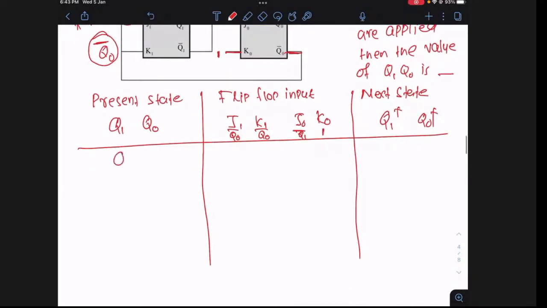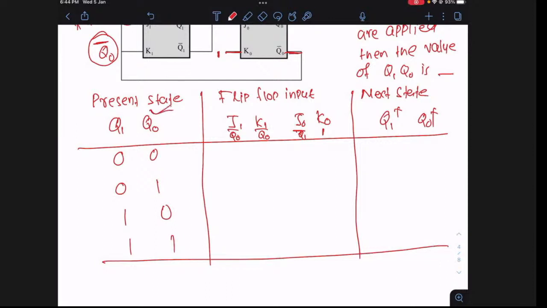So first let me write the corresponding combinations of Q1, Q0. There are 4 combinations possible. J1 is Q0 complement, so complement of this column. So you get here 1, 0, 1, 0. You again get here 1, 0, 1, 0. This is Q1 complement, that is 1, 1, 0, 0, and here it is 1, 1.